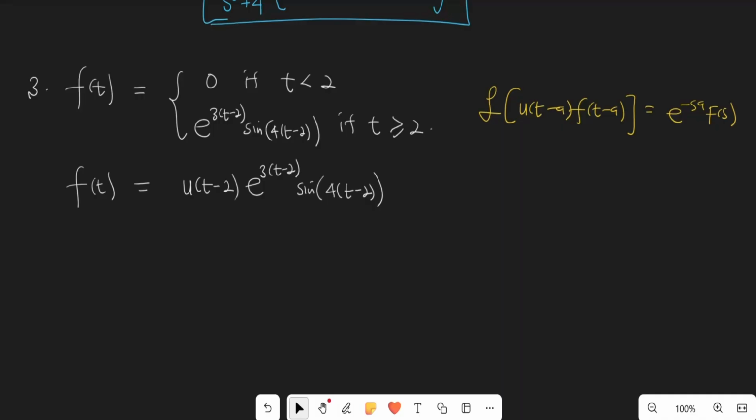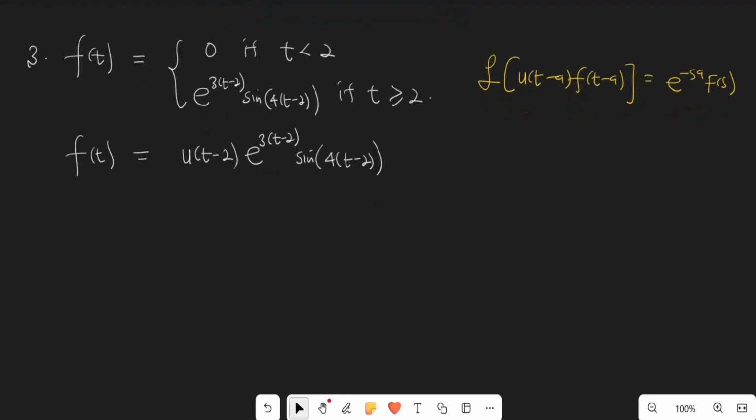Surprisingly, this one is already shifted for us. You don't need to do a shift, because this is u of t minus 2, but the function here is already shifted. So we just have to apply the formula straight away. So this is the shifted function. Let me write it for you. The shifted function is e to the 3 times t minus 2, and then sine of 4 times t minus 2.